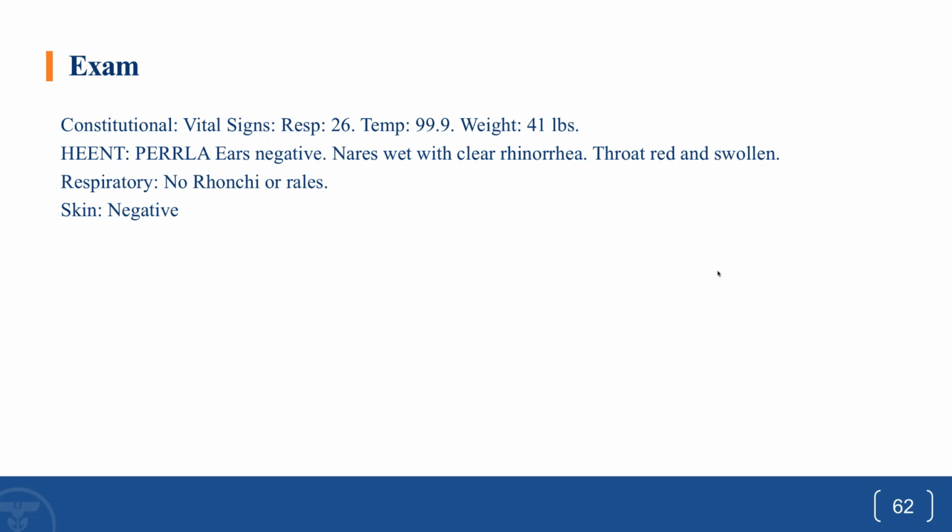So they have PERLA, that's ear, nose, and throat, right? That's only going to count once. And so you're thinking about your body areas. So when they say that's your temperature, PERLA, your nares are wet, that's going to be respiratory. Nose, I'm sorry. I love confusing those two. And your throat is going to be respiratory.